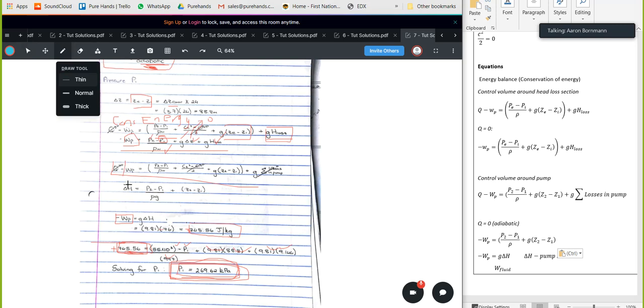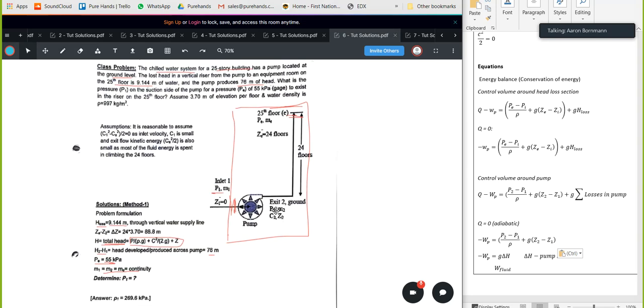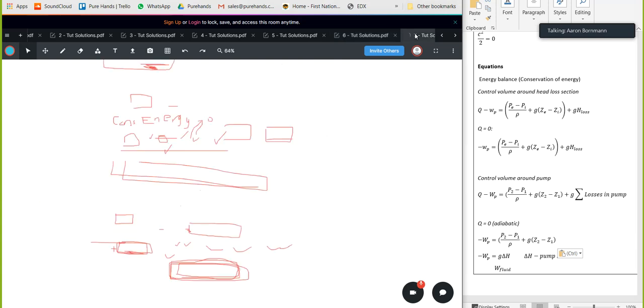So you would know the conditions around the pump, right? For example, we would know what P2 is, but we won't know what P1 is. But they'll basically give you this, and then what parts of this and parts of this, and then you need to solve.